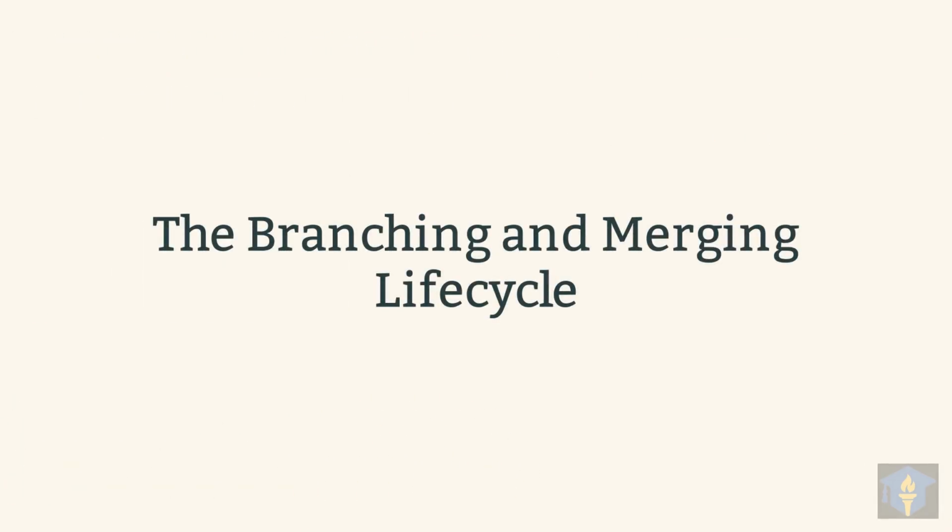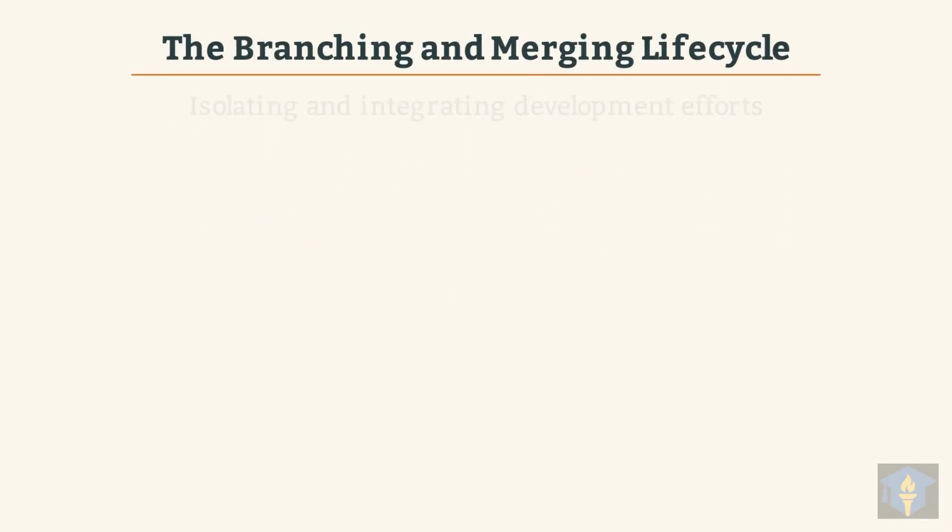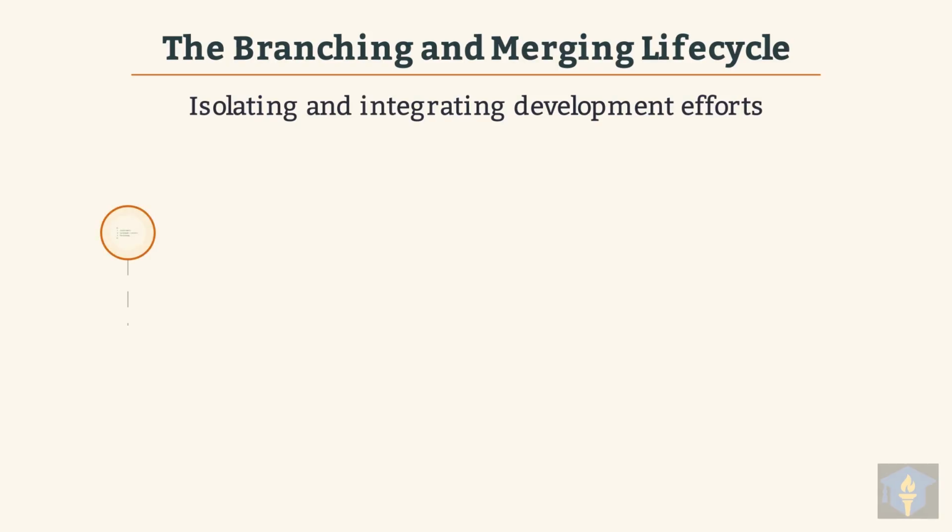Now, let's explore the powerful concept of the branching and merging lifecycle in Git, crucial for collaborative development. This cycle is all about isolating different development efforts and then seamlessly integrating them back into the main project. The life cycle begins by creating a new branch, allowing you to work on features independently without affecting the main codebase. Once on your branch, you'll develop your new feature or fix, making all necessary code changes and additions.